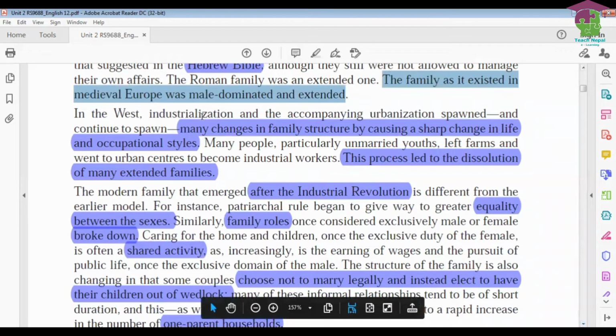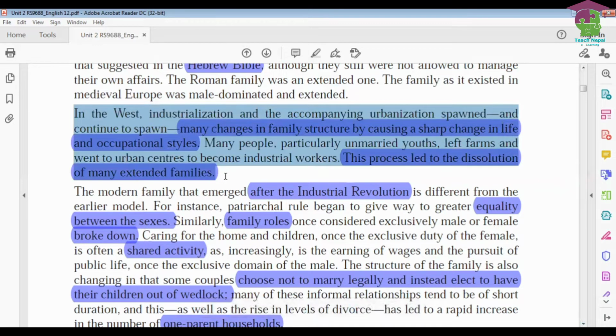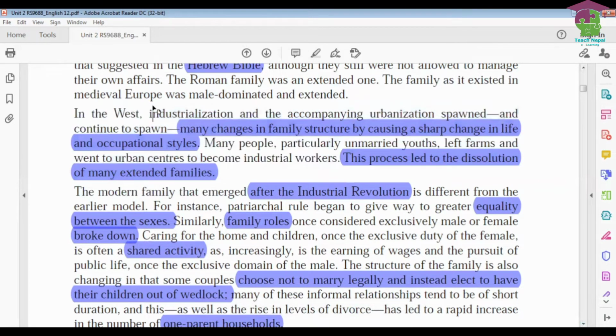In the West, in the industrialization, here in this paragraph, the writer talks about the changes brought in the concept of marriage or the family relationship and the role of the couples in the family. Industrialization and urbanization brought many changes in the family structure by causing a sharp change in life and occupational styles. It means that females who were not employed might have got employment opportunities, right? Because of that, they were empowered economically also. This process led to the dissolution of many extended families.